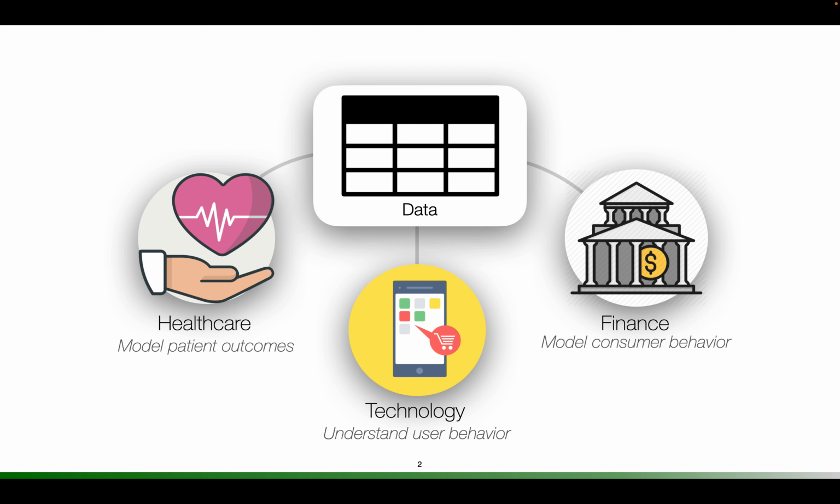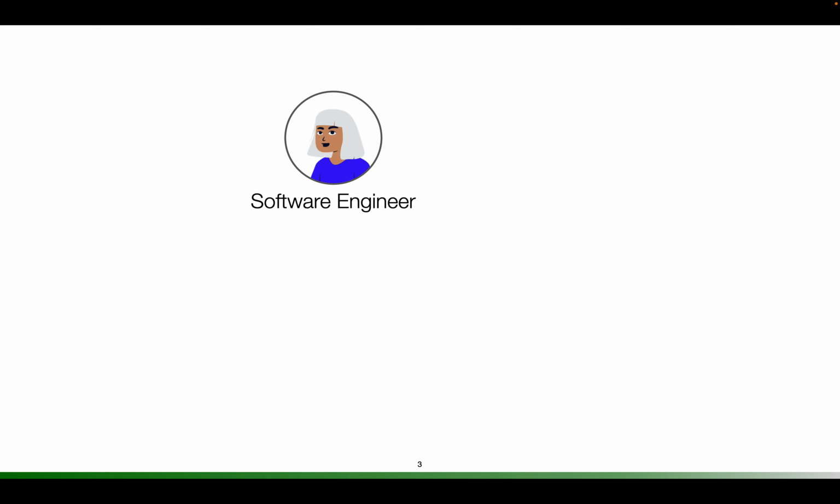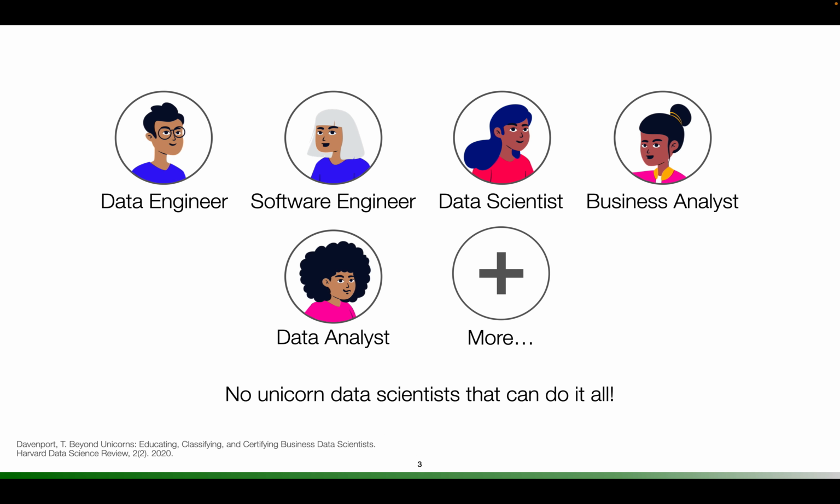In each of these industries, people are using data to try to understand their own processes better and to make better decisions. As this data industry has grown, so have the number of people doing this work and the nature of their jobs. Whereas a typical technology team might have just involved a software engineer, now they're often working alongside data scientists and a variety of other roles, including data engineers, business analysts, or data analysts, each of which has a slightly specialized role and are interacting with data in a different way.